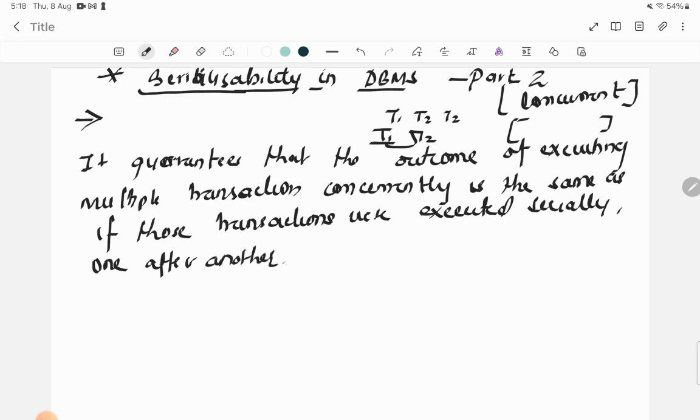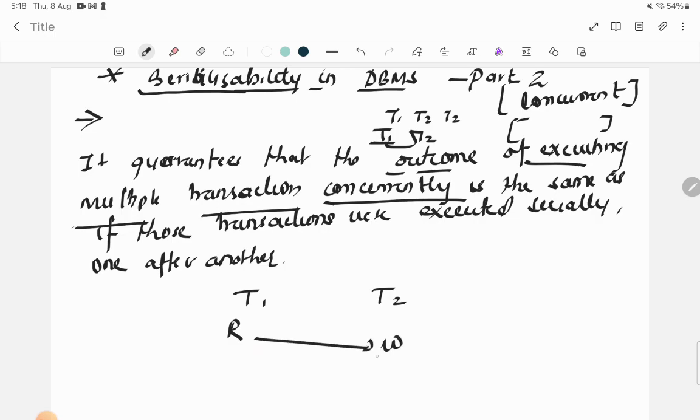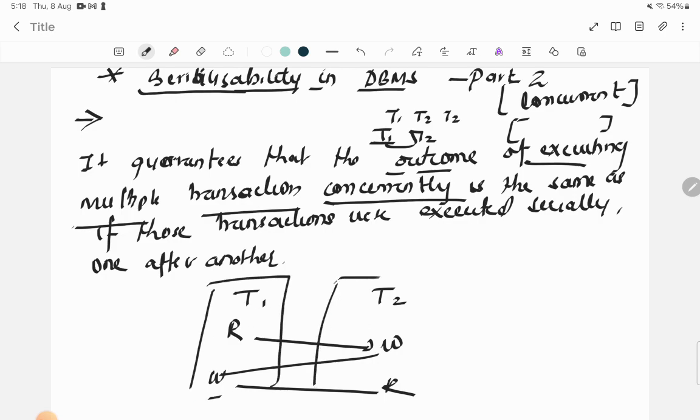So what is serializability? It guarantees that the outcome of executing multiple transactions concurrently is preserved. It means that if this is a transaction T1 and this is a transaction T2, suppose a read operation is happening here, at the same time we have to switch to this, that is a write operation. Again we have to switch to this for a write operation. Again we have to switch to this for a read operation. It means that simultaneously there are two transactions happening at the same time. Okay, so what does serializability tell? It tells that we have to experience it as if these two transactions are executed serially.